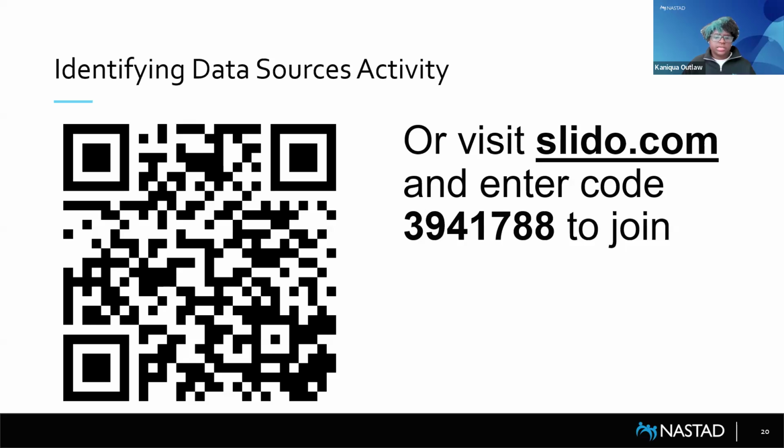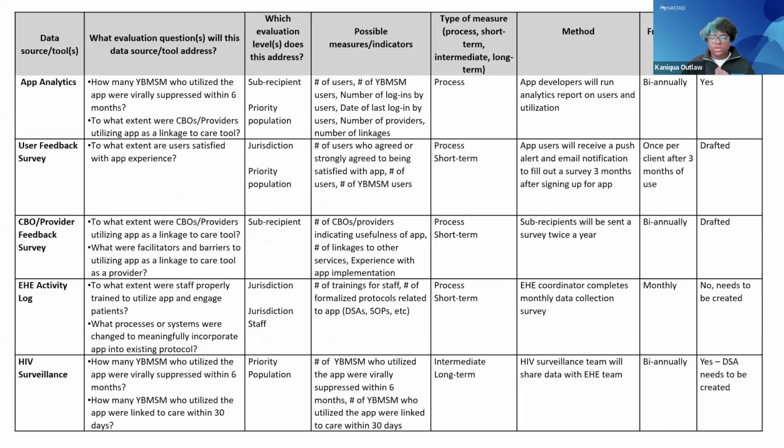And I will say, just in case anybody has forgotten what those columns were, we will go back to them in a moment, but I'm going to go ahead and pull up my screen so that you can see, and I'm going to ask everyone to respond to that first question in the poll. If we're using app analytics, so if we're, for instance, using a mobile app for a specific population, perhaps young Black MSM who are wanting to link to care, what are some evaluation questions that could be addressed by using analytics data from a mobile app?